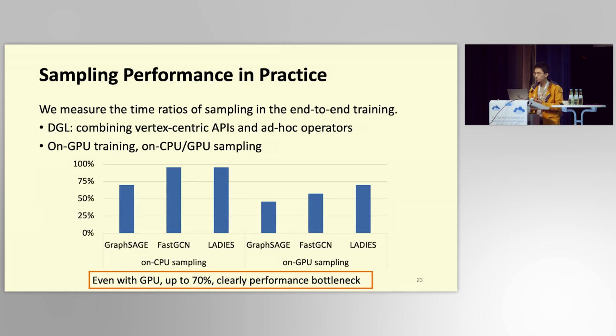And to demonstrate the performance problem, we run some sampling algorithms over DGL, a leading GNN system that combines vertex-centric API and ad hoc operators for sampling. The results highlight that using CPU for sampling, the entire training process is dominated by sampling. However, even with GPU, the sampling still contributes up to 70% of training time. So clearly, sampling is a bottleneck.